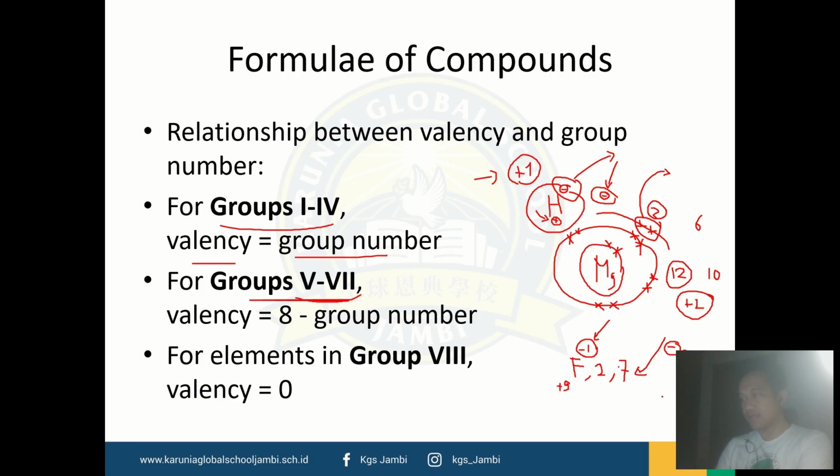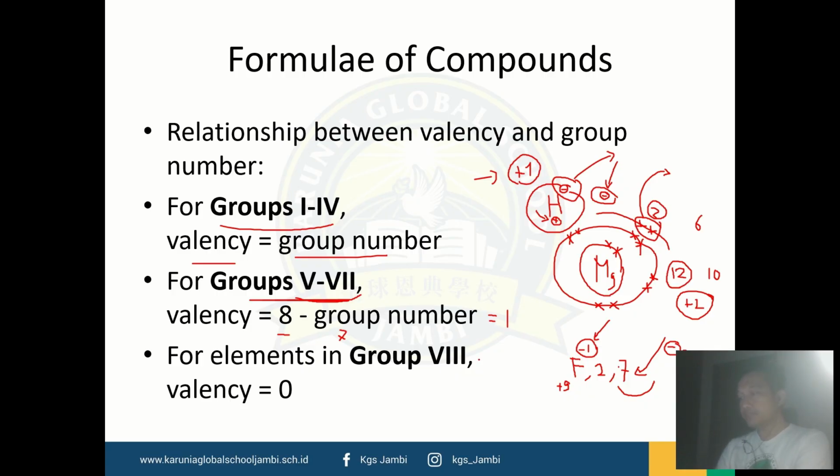But let's check. Since the outermost shell needs 8 electrons, now you guys can see here in group 5 to group 7, we have 8 in the beginning. And the group number of F is 7. So 8 minus 7 is equal to 1. So this is the valency of group 5 until group 7.